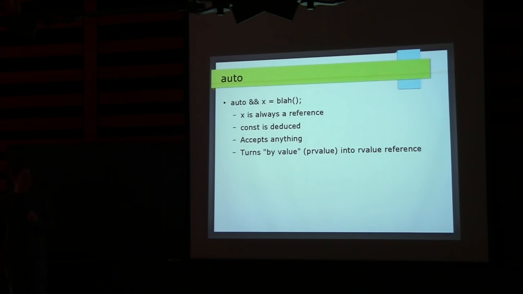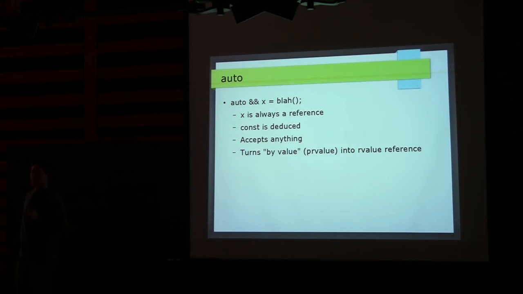Auto ref ref, X is always a reference, as opposed to auto, where it was just always a value. It's always a reference. Const is deduced. It accepts anything. So if blah returns by value, then the type of X is going to be, say, something ref ref. It'll always be a reference. So when I say that const is deduced, blah can return int const ref, and that's fine. The type of auto will be int const ref, and that'll be the type of X.